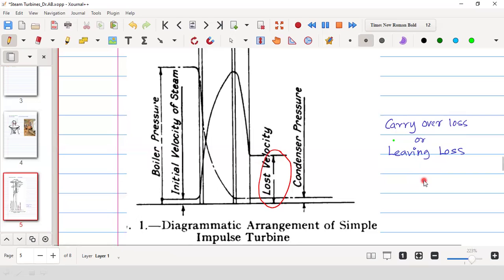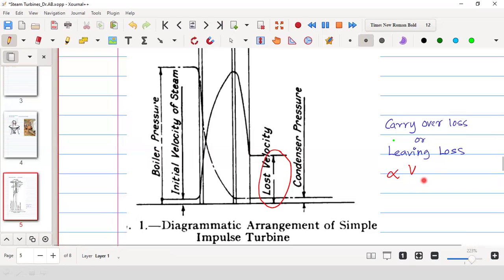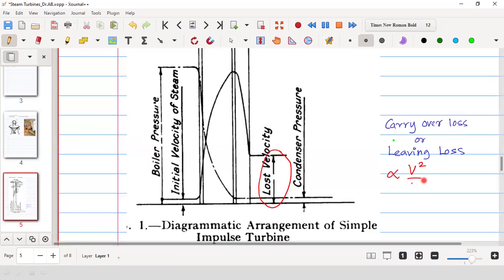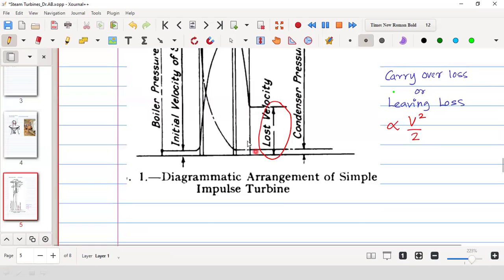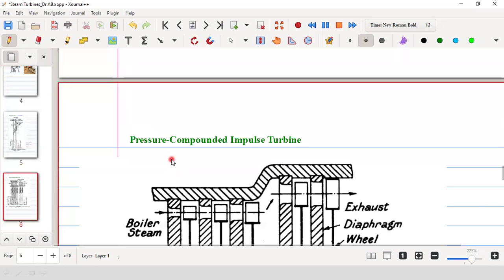The carryover loss is definitely a kinetic energy loss, and therefore it is proportional to what? Proportional to V square or V square by 2, right? Because it is kinetic energy, so it is proportional to V square by 2 or V square. So there may be a substantial amount of loss due to that exit velocity. So what we do is we do a pressure compounded impulse turbine.